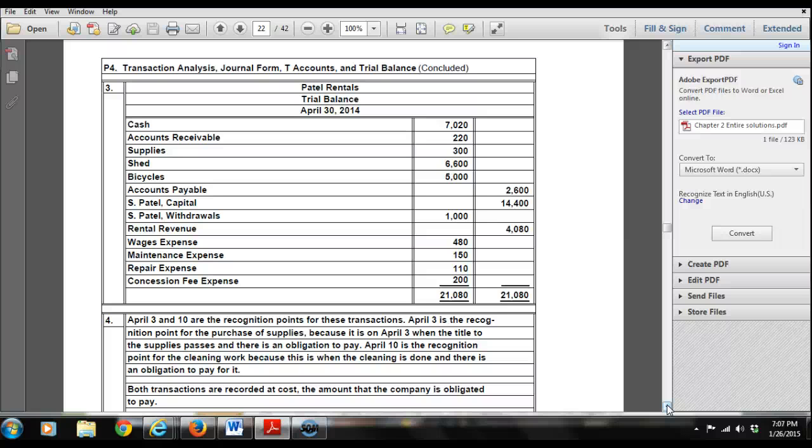After that, we show our revenue, which we only have one revenue account. Rental revenue has a normal credit balance, and then all of our expense accounts are listed with normal debit balances. So as you can see here, we've listed the normal balance of each account, and from there we total them. They must have the same total, because remember, whatever we debit, we need to credit something. So our debits need to equal our credits of $21,080.